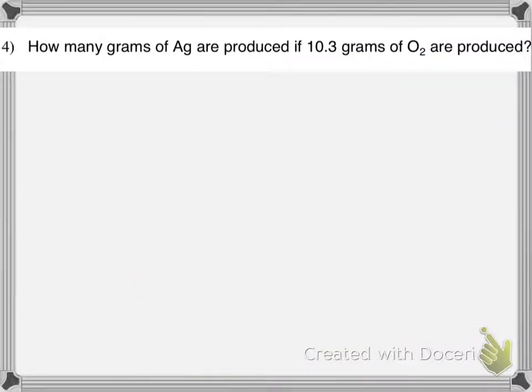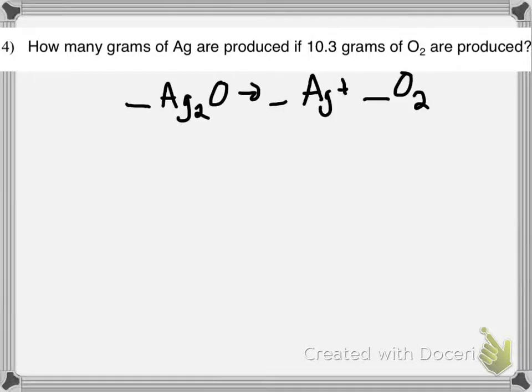So number 4 says how many grams of silver are produced if 10.3 grams of oxygen are produced. And we're using that same balanced equation. This same balanced equation will apply for this whole worksheet. So we are looking for grams of silver when 10.3 grams of oxygen are produced. So we're going from grams of oxygen into grams of silver.